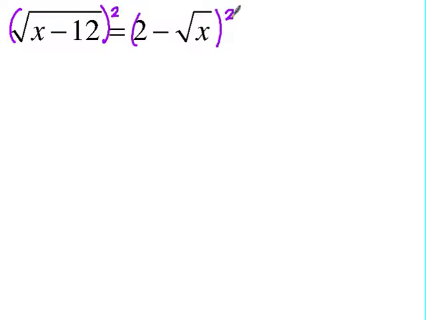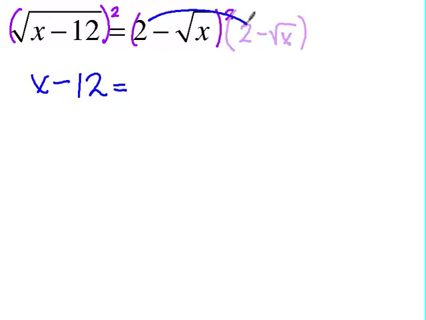Now when I square the 2 minus root x, that actually becomes 2 minus root x times 2 minus root x. And that will help if you write it out that way. On the left side, when you square something that's squared, you get x minus 12. Or at least in this problem you do. On the right side, you need to FOIL that out. You have to FOIL it out.